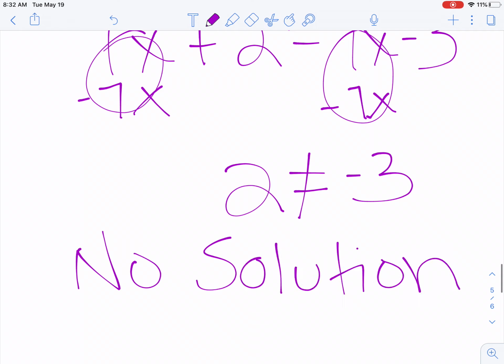The worksheet you're going to be working on will have some equations where there are solutions, like the first few we solved. There'll be some that have no solutions, and there will be some that have infinite solutions.